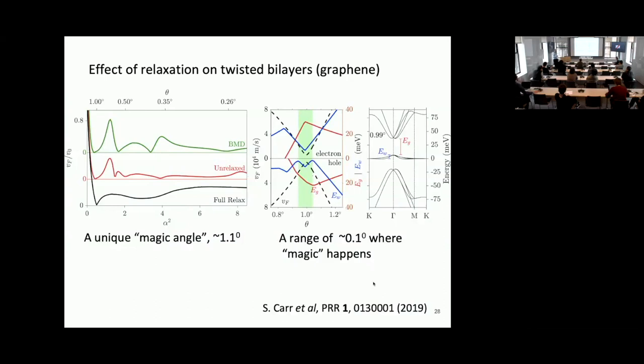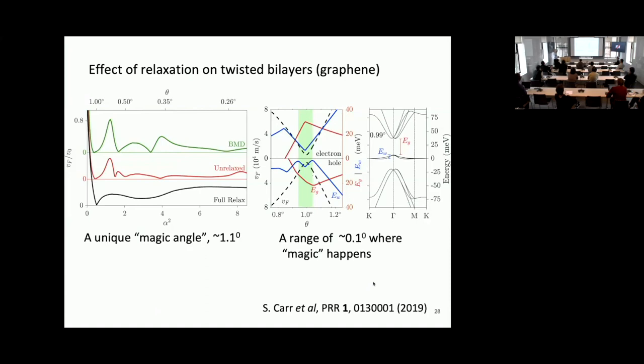And again, coming back now to compare with the predictions of the simple qualitative model. So this is the Bistritzer-MacDonald model again. This is the curve that I showed you earlier with multiple zeros, multiple magic angles. Here is our calculation without relaxation. Of course, we can take the atoms and just freeze them in the positions without relaxation and do the calculation, and it looks quite similar. Here's our result with full relaxation. Indeed, you get these flat bands with zero Fermi velocity. This is the unique magic angle at approximately 1.1 degrees, but there's no other magic angle.